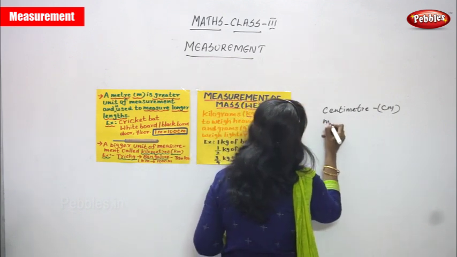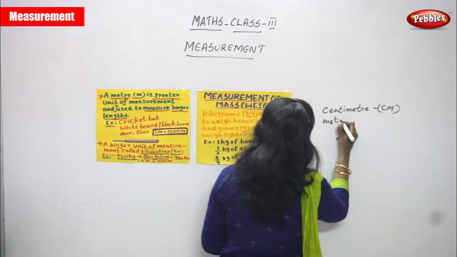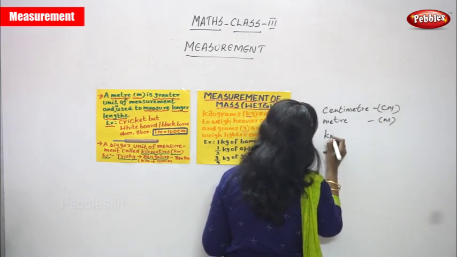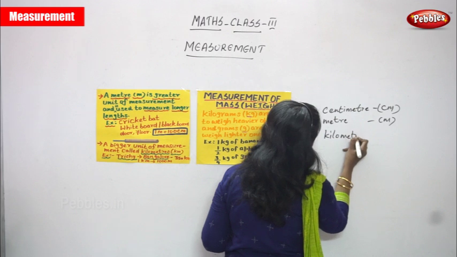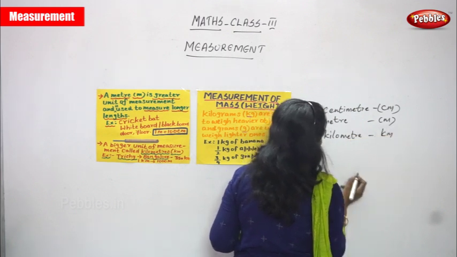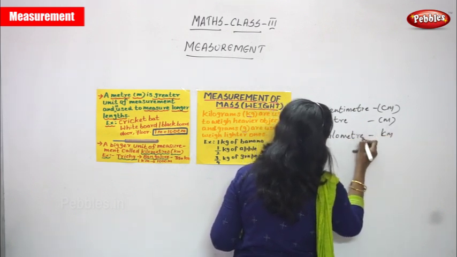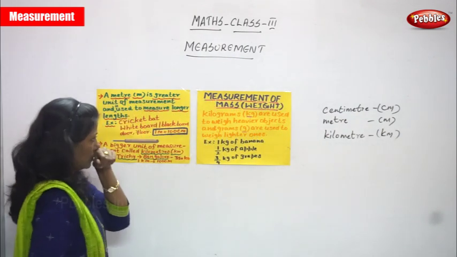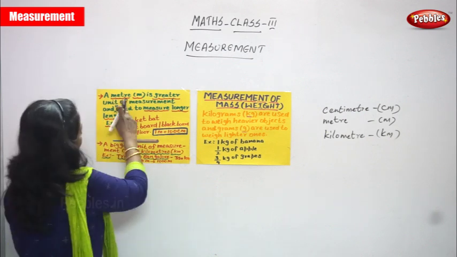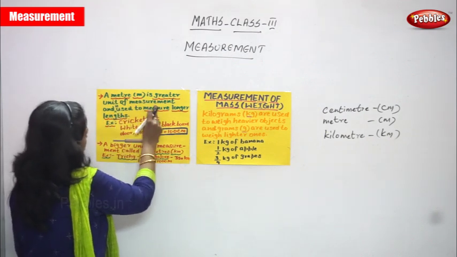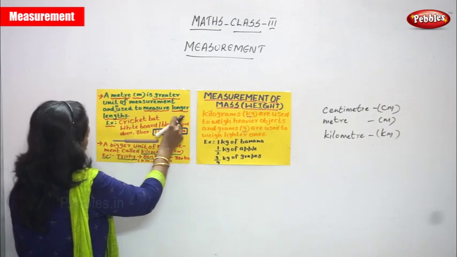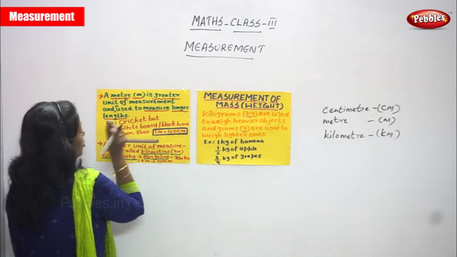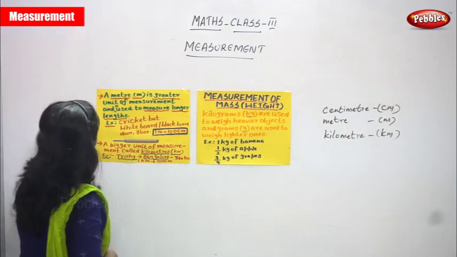And meter denotes m. And the next one is kilometer, so it denotes km. Kilometer, km. So a meter, denoted m, is a greater unit of measurement and is used to measure longer lengths. Longer lengths, generally we use what? Meter. We take meter.